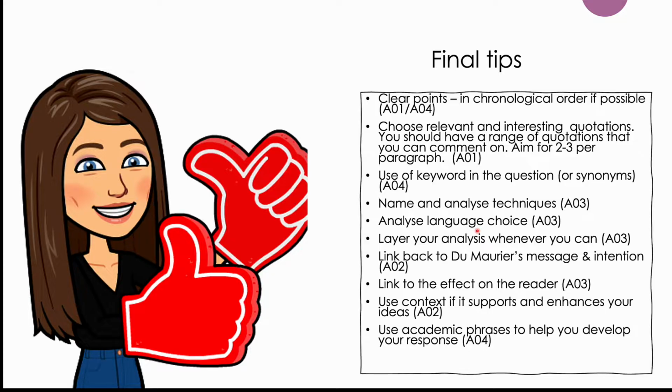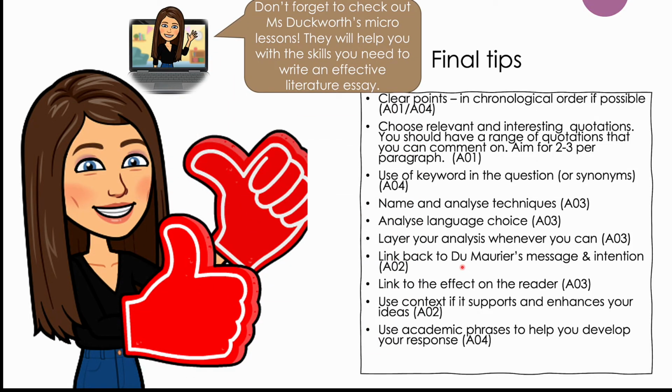Also layer. Analyse your language choice. So on top of analysing a technique, can you say in addition the use of the word, and then do a little bit of analysis, talk about the connotations. Layer whenever you can. Link back to Du Maurier's message and intention, so always think about what she wants you to think or feel or understand. Link to the effect on the reader. Use context, but only if it supports and enhances your ideas. Remember, we're not bolting on context just for the sake of it. And use academic phrases throughout to help you develop that response. And again, don't forget to check out the micro lessons. There's a wealth of information in there with regards to how to write an effective literature essay, which I'm sure will be very, very useful to you.